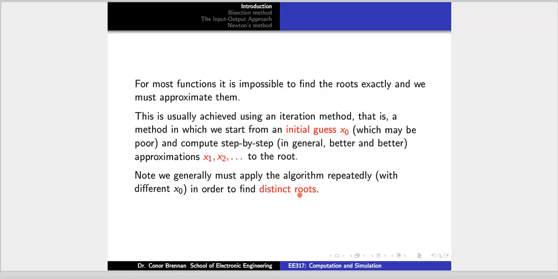Every function other than a linear polynomial will have more than one root. And in order to find all of the roots, we need to run such an algorithm many times with many different initial guesses. So that's something else just to be aware of. Different initial guesses will lead to different roots.